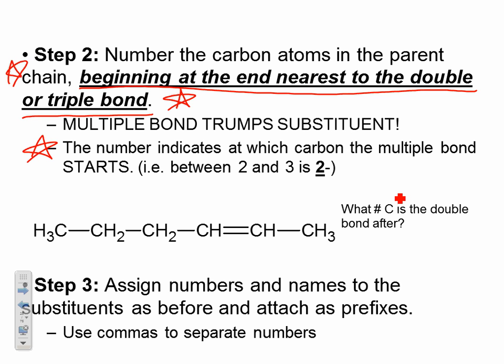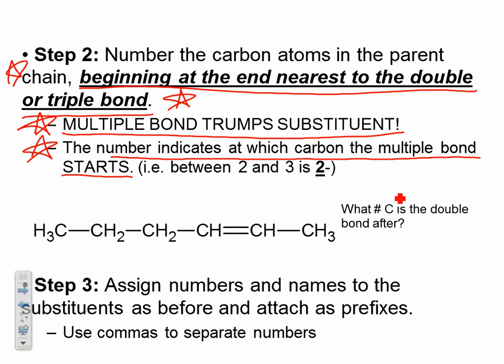And the way we use the number system here is the number will indicate at which carbon your multiple bond starts. So at which carbon in the chain does the double or the triple bond begin at? That's the number that we're paying attention to. Where does the double or the triple bond start? Now, this is also very important. If you have both double bonds and a substituent, your double bond is actually more important than your substituent in numbering your chain. It sort of dictates how the chain will get numbered.